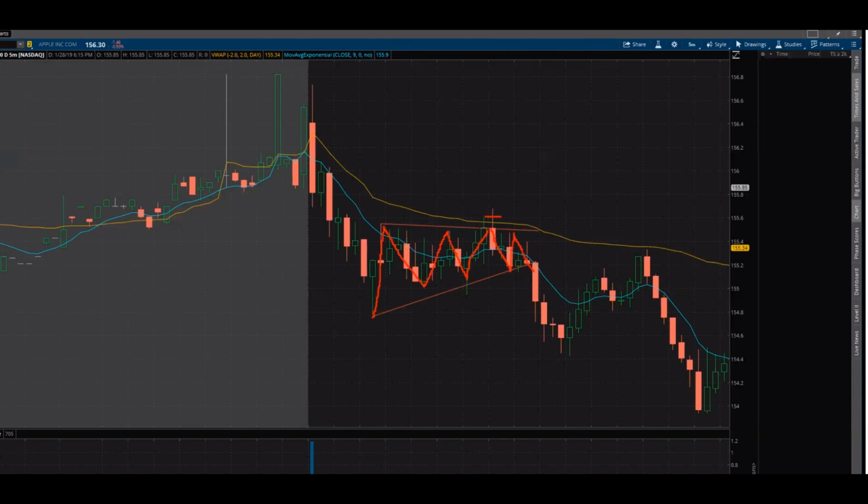Volume kicks in here, guys. Down, down, down volume. What happens at the breakdown? Increase, spike of volume.